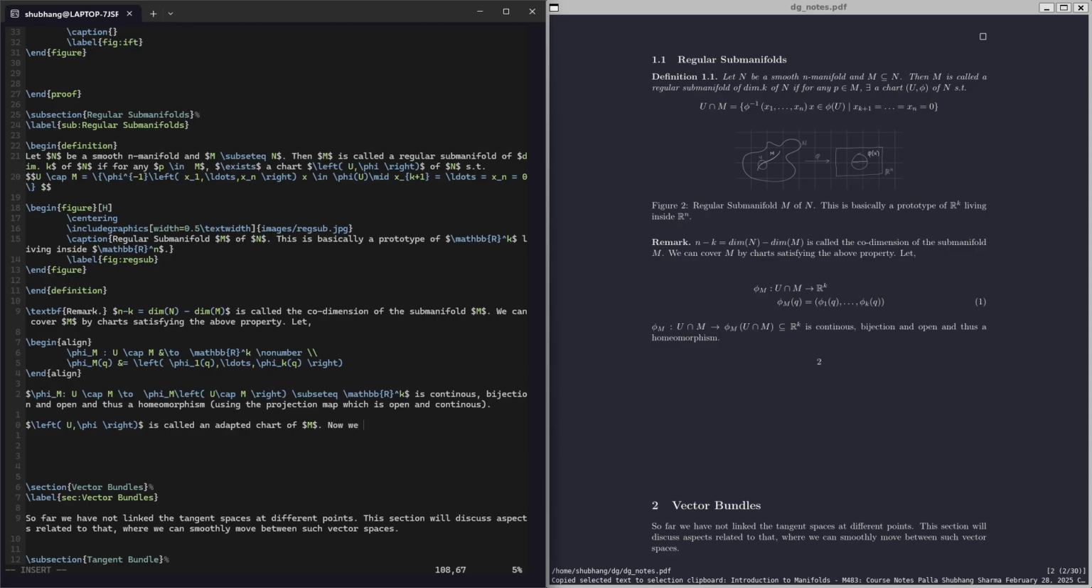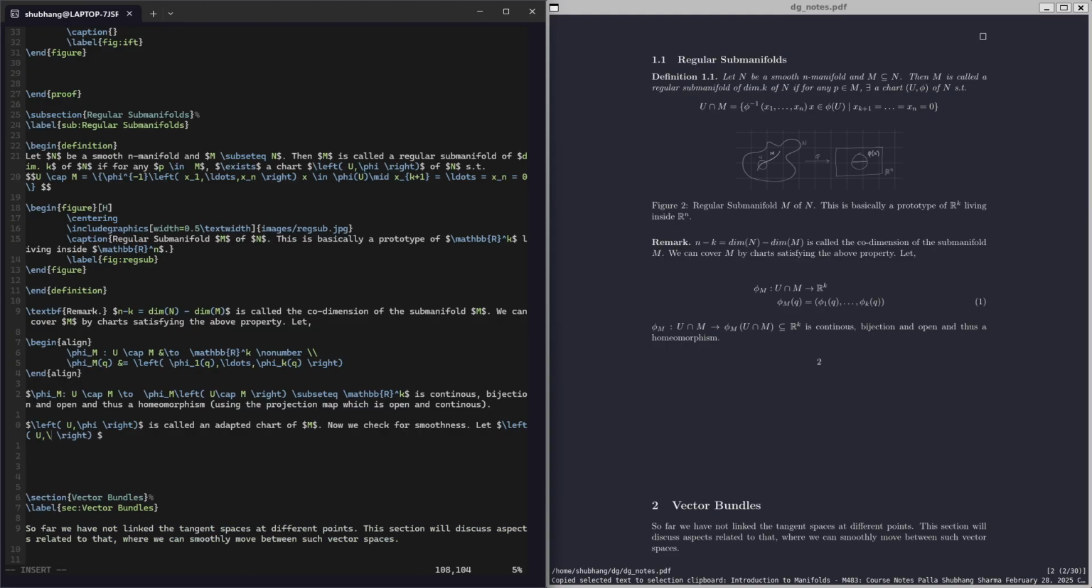Now we check for smoothness. Let (U, phi) and (V, psi) be two adapted charts of M, and then it's basically okay. Adapted charts.